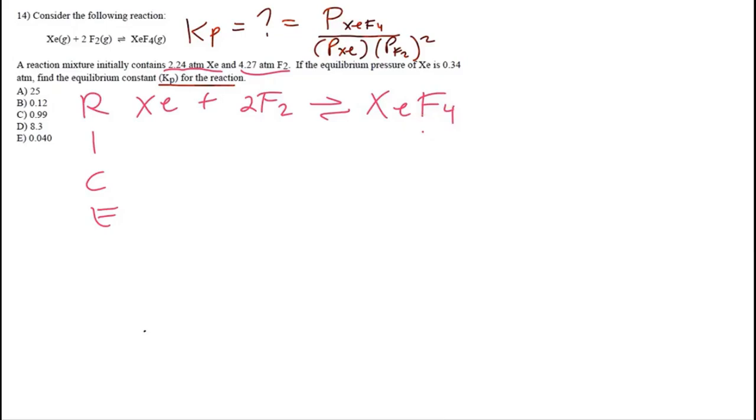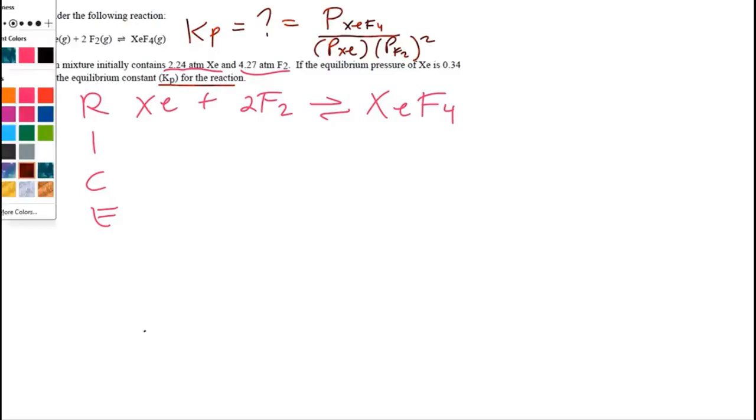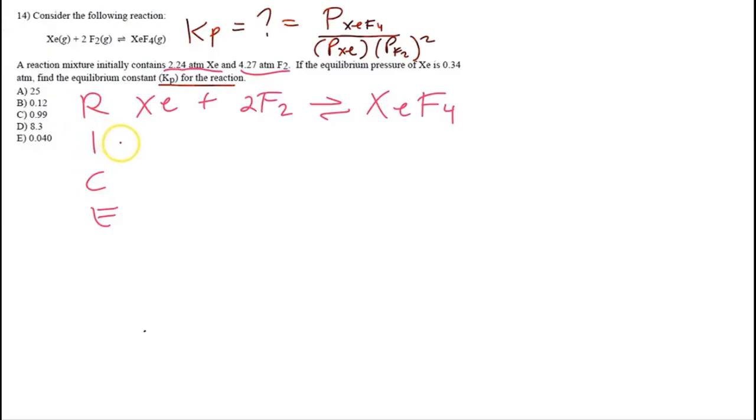Okay? So now, all we have to do is start filling our ICE table. I stands for initial. That's going to be any initial amount that's given. For our atmospheres, it can be atmospheres, it can be bars, it can be millimeters of mercury, whatever units are given to you for that. For concentration, it's a little bit different though. We're talking about molarity. That means it should be moles per liter as your initial concentration. Okay, again, here we are dealing with pressure. So we have 2.24 atmospheres here, we have 4.27 atmospheres here. We know we have a zero product to start with.